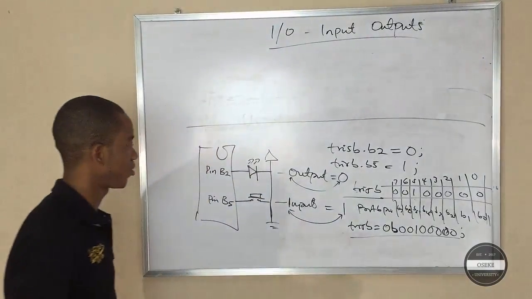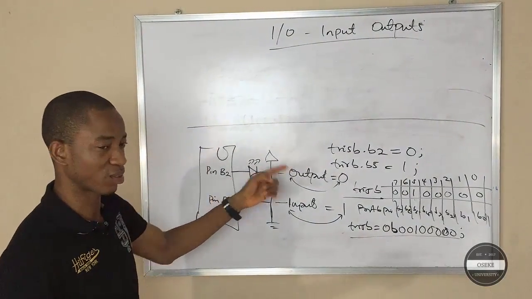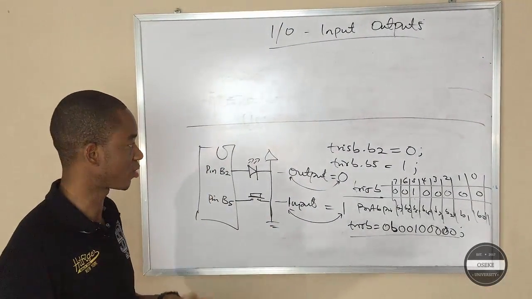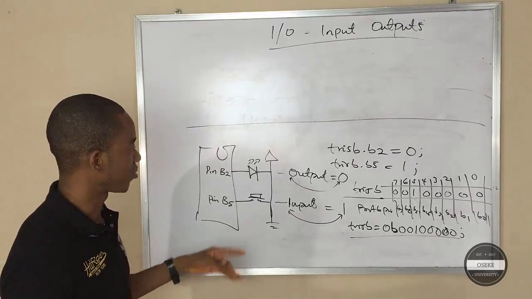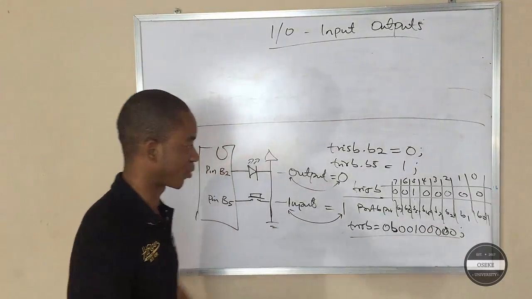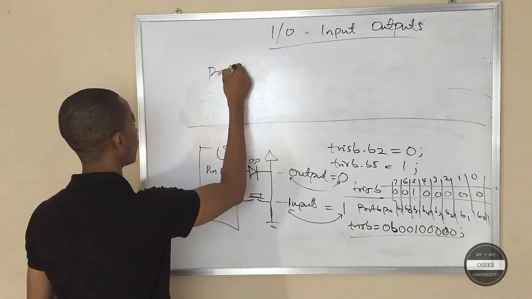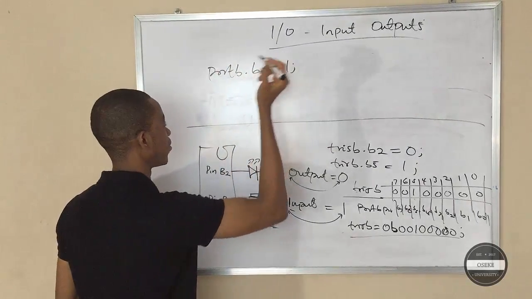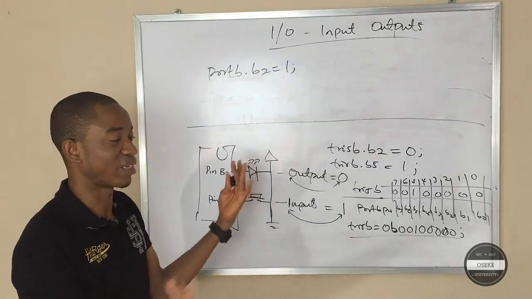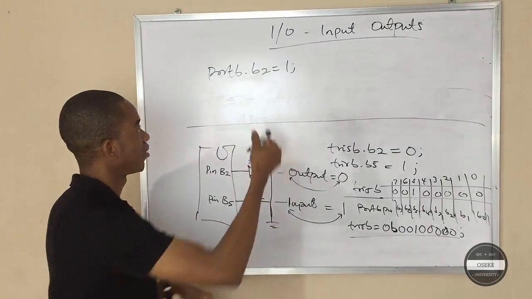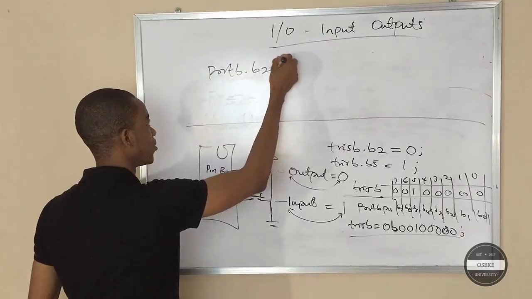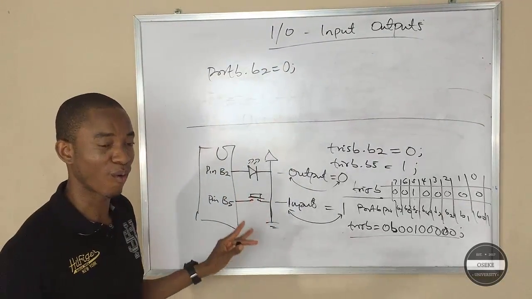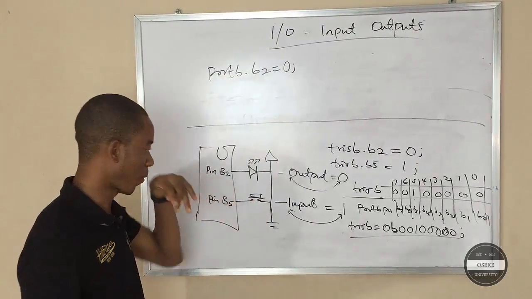Alright. So let's say we want to light up the LED using C. All we have to do is just write PORTB.B2 equal to 1, and the LED will light up. If we want to turn off the LED, we change this 1 to 0 and the LED will go off on this bit 2.